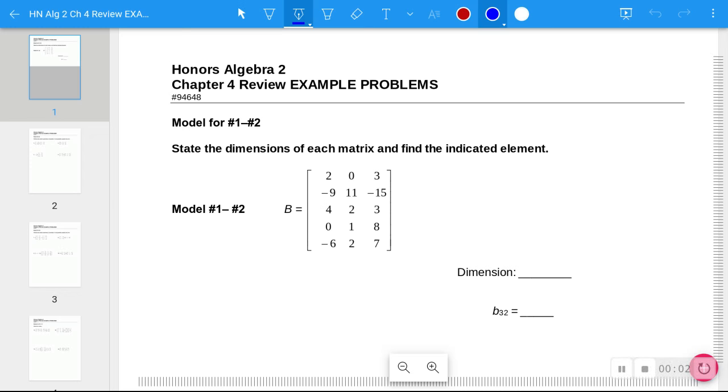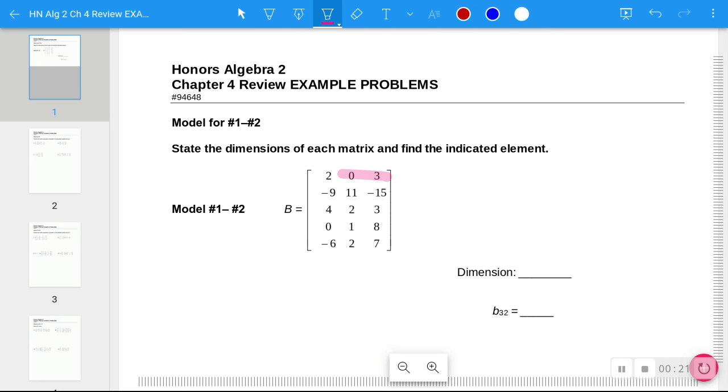Okay, this is Mr. Peterson, and we're reviewing for the Honors Algebra 2 Chapter 4 test. These are example or model problems. The first two problems on your review ask you for the dimensions of a matrix and for a specific element, so I'm going to show you how to do that.